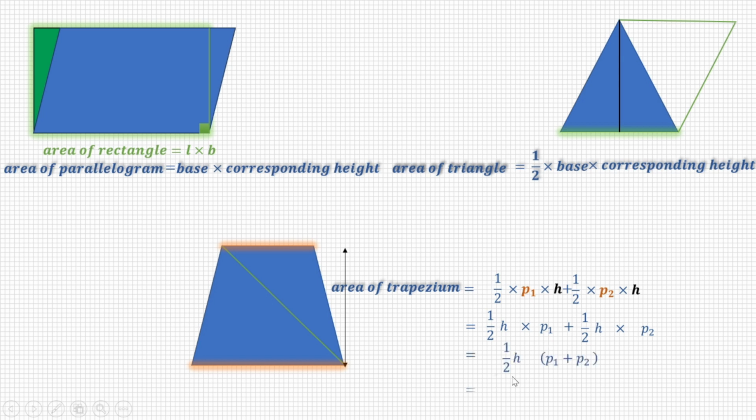That means half into H into the sum of the parallel sides, or we can say the area of a trapezium is half into the sum of the parallel sides into the distance between the parallel sides. Okay, half into the sum of the parallel sides into the distance between the parallel sides. Please learn these formulas. H is the distance between the parallel sides.